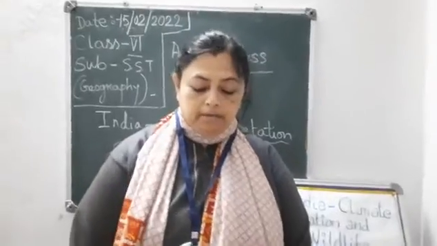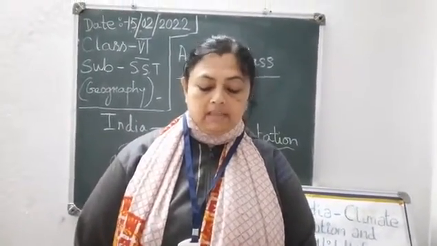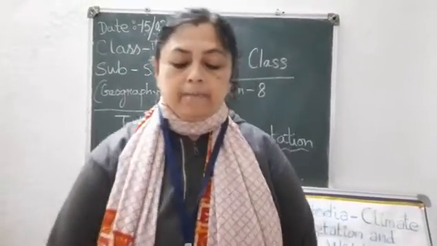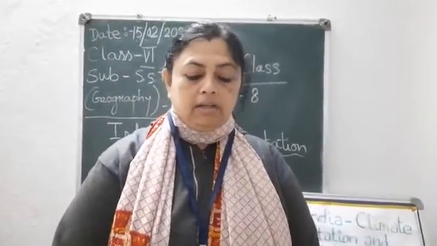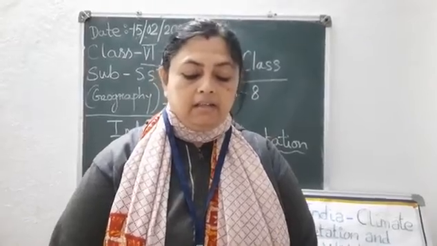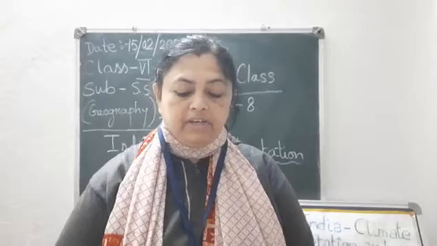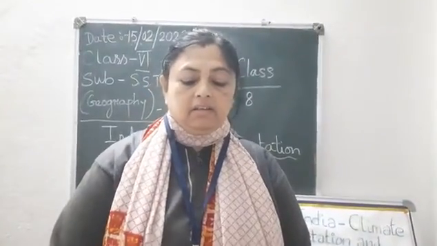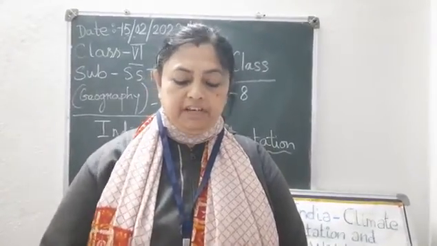Now we will talk about winter. It is from December to February. The sun shifts to the southern hemisphere and therefore the temperature decreases. So in the northern plains and in the Thar desert, it is cold and dry. The temperature over here ranges from 10 degrees Celsius to 15 degrees Celsius. And in the Himalayan region, the temperature is very low. It falls below 0 degrees.